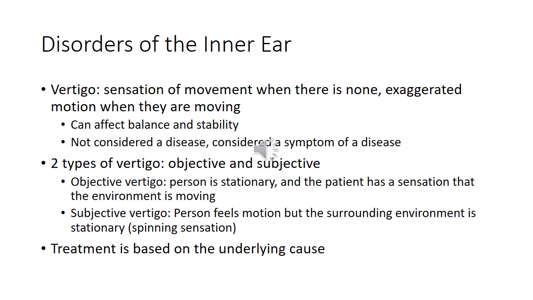With objective vertigo, the person is stationary and has a sensation that the environment is moving. With subjective vertigo, the person feels motion, but the surrounding environment is stationary. There's a spinning sensation. Treatment is based on the underlying cause.